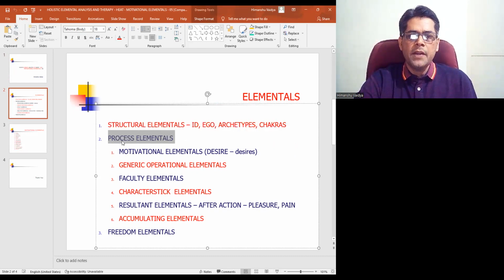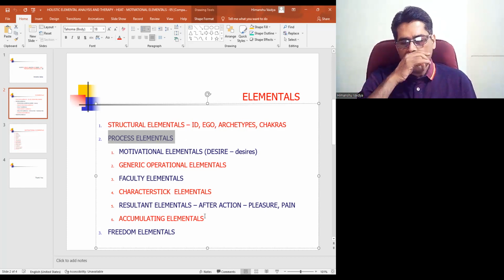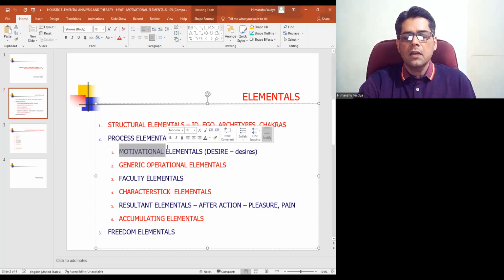And the process elementals further can be divided into motivational, generic operational, faculty, characteristic, resultant, and accumulative. So the process elementals can be divided further into 6 more subcategories of elementals. Today we will take a look at the subcategory of motivational elementals.